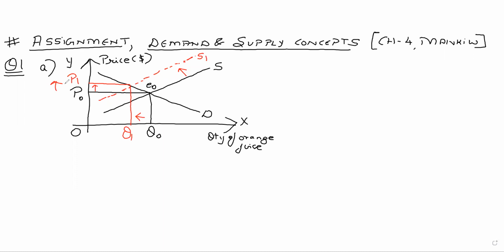Now, how will you explain this in the exam? So you need to explain it in your own words. You don't need to learn up anything. How will you explain? I'm telling you the method. So in the above diagram, quantity of orange juice is measured on the x-axis, price is measured on the y-axis.